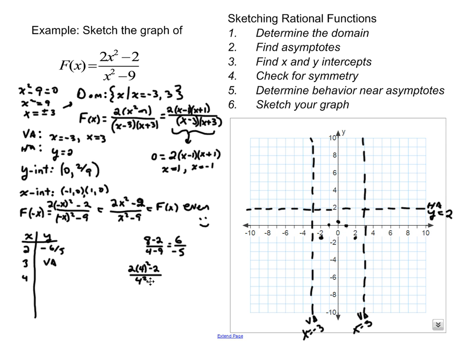Well, it looks like we're going to get a positive number first of all. That's going to be 2 times 8 minus 2, which is to say 16 minus 2, 14, divided by 16 minus 9, 7, that's equal to 2. So this graph passes the point 4, 2. Wait a minute, let's try that again. 2 times 4 squared, 2 times 16 is 32 minus 2. That's 30, pardon me, divided by 7. That's actually greater than 4, right?